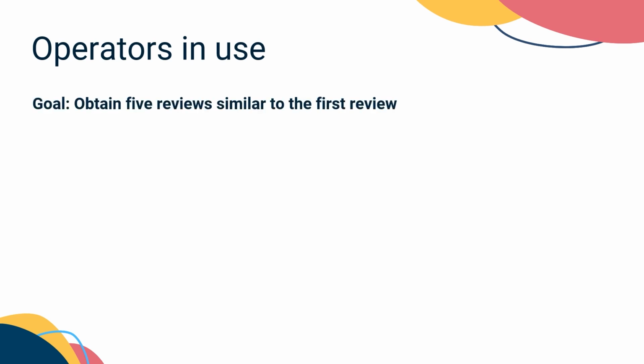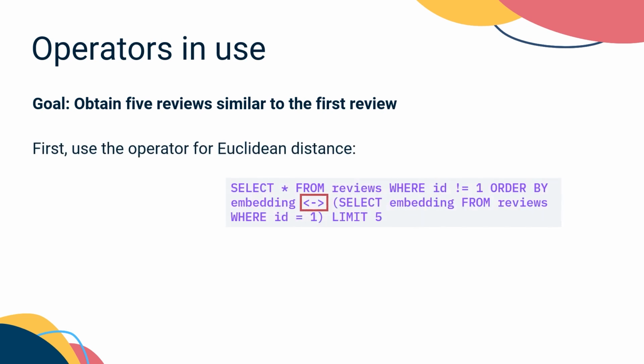You have the goal of obtaining 5 reviews similar to the first review, and you will use the following select statements. Notice that the select statements return the results based on the embedding. By default, the order is ascending, which means the first ID displayed will be the embedding with the shortest distance. First, use the operator for Euclidean distance. Select all columns from the reviews table where the ID does not equal 1. Order the results by the Euclidean distance between the embedding column and the embedding of the row where the ID equals 1, and limit the output to 5 rows.